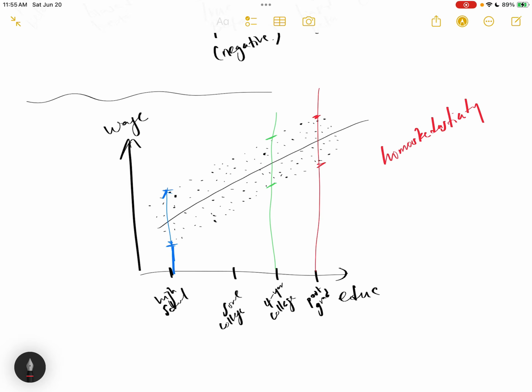The variation in wage across the different slices of the data does not change as education or years of education increases. The variation in wages across the different slices of the data does not change with education.